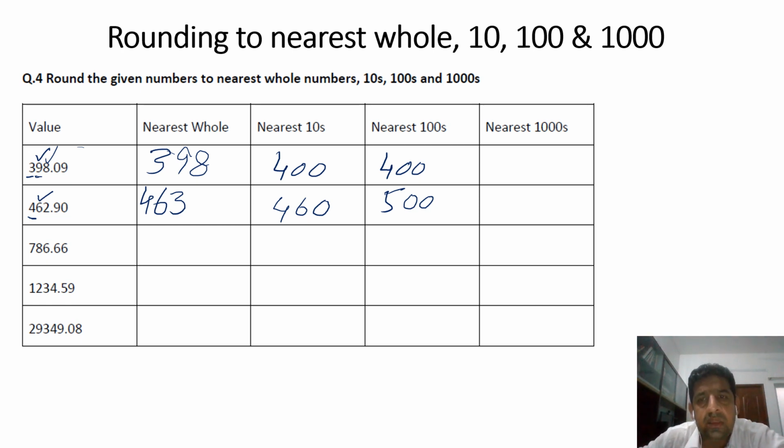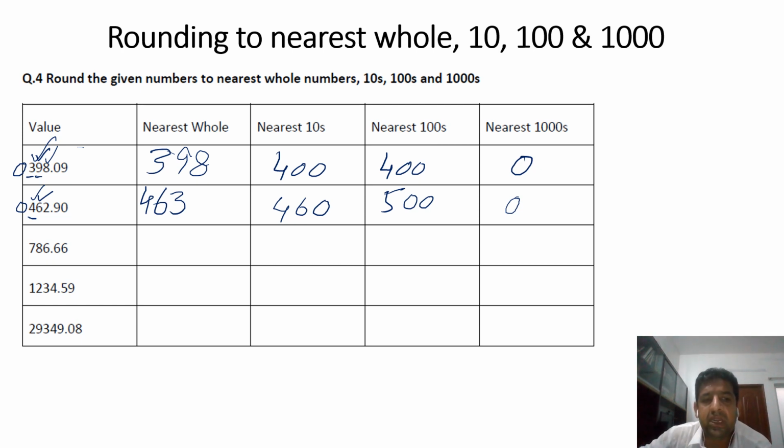For the nearest 1000, we do not have any value of 1000 here, so it will be 0. So after writing the 0 as the thousands value, we will take the next number, which is 3. 3 is already less than 5, so it will become 0. In the next case, the value will remain the same because there is no value of the thousands, and the next number to the 1000 is 4, which is less than 5, so we will make it 0.